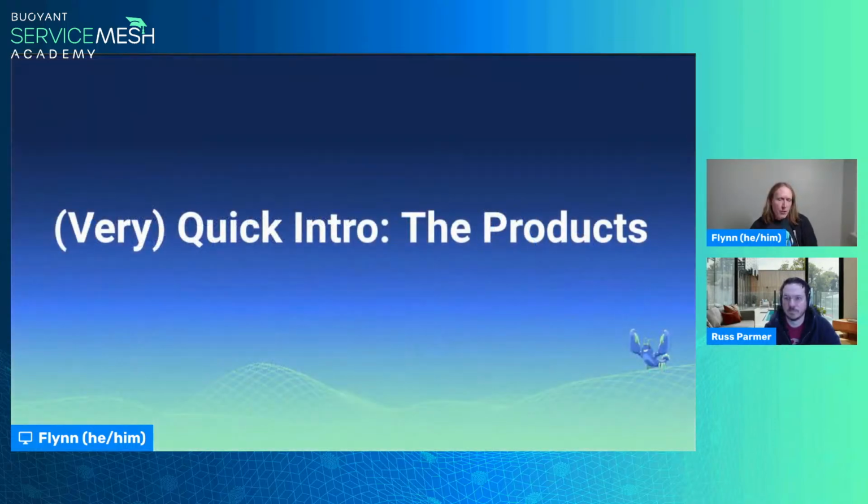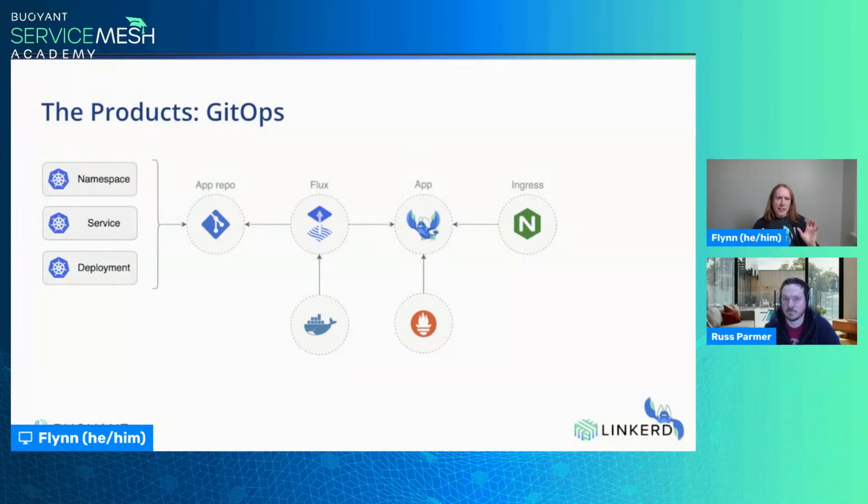Very, very quick intro then into the products that we're going to be looking at today. On the GitOps side of the world, you've got a Git repo. Flux, from Weaveworks, is the tool that we're going to be using to actually keep the cluster in sync with what's in the Git repo. So Flux constantly notices things going on in the Git repo. It constantly notices things in the cluster. It tries to keep them the same.